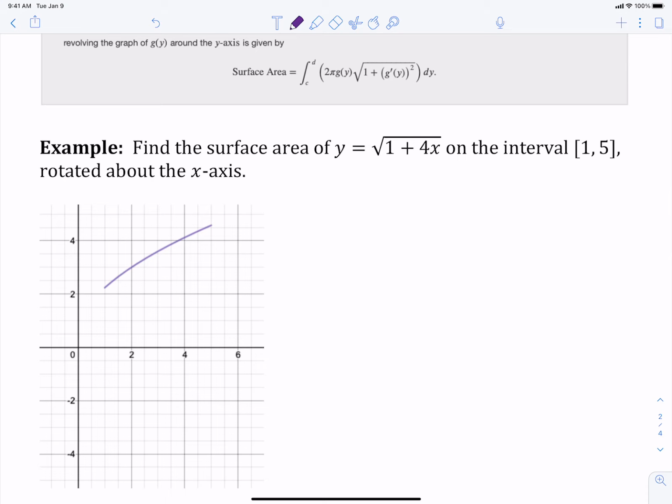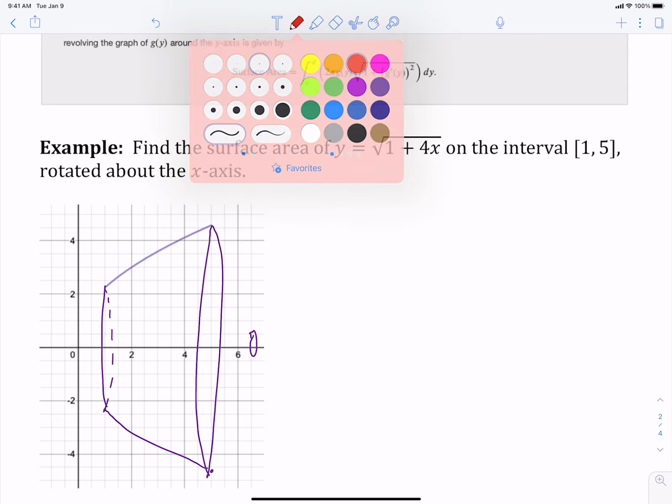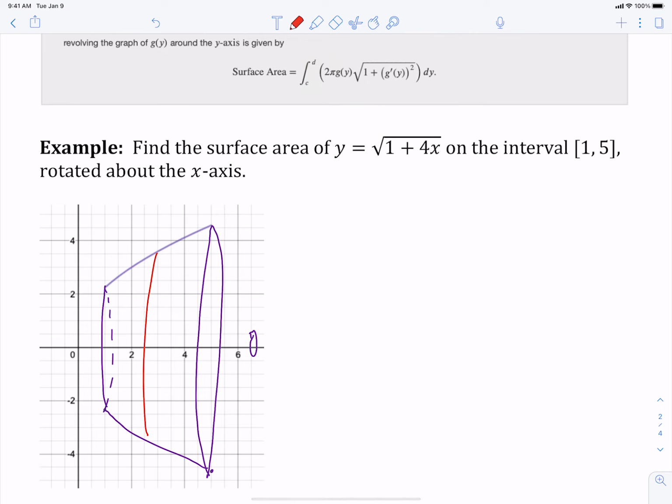So again, the idea is that we're going to rotate this function around the x-axis and create that three-dimensional shape. I didn't get a very good curve on that. I'm recording this in the afternoon, so my drawing is not as good as it was earlier in the day. And again, the idea is that we're going to take this slice, like that, and we're going to get our surface area.